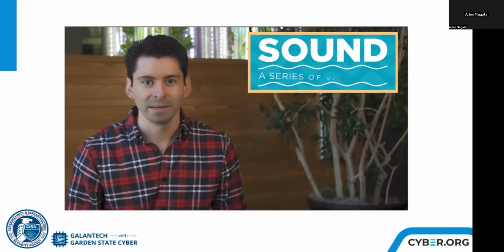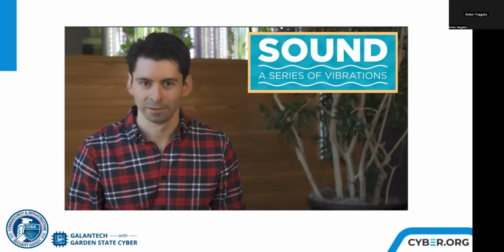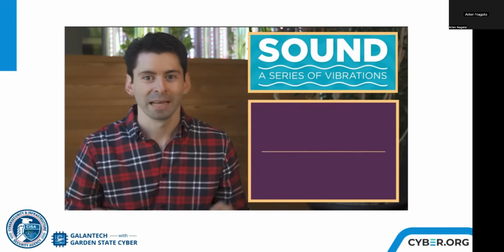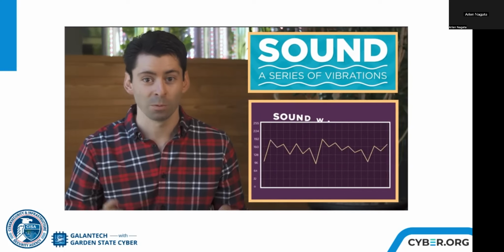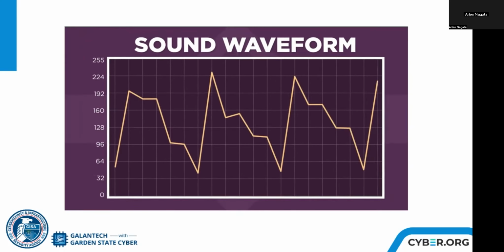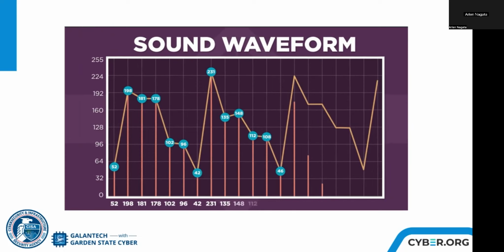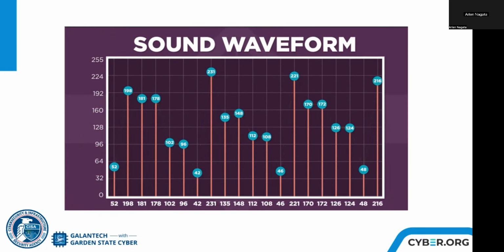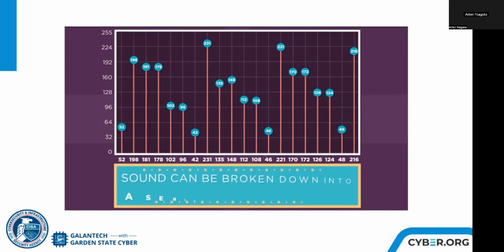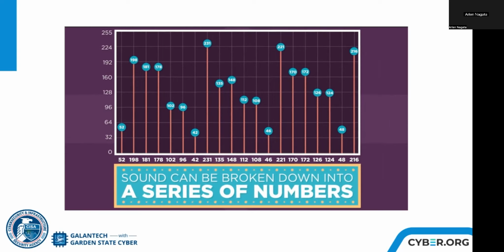Every sound is basically a series of vibrations in the air. Vibrations can be represented graphically as a waveform. Any point on this waveform can be represented by a number. And this way, any sound can be broken down into a series of numbers.